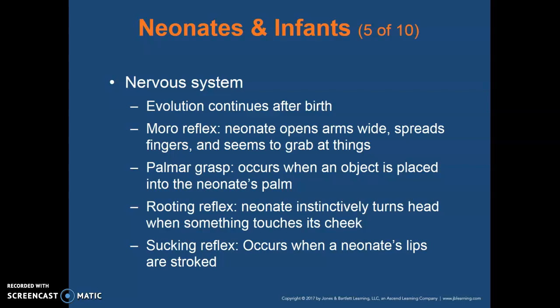So the Moro reflex: if you startle a baby, they're going to put their arms wide, spread their fingers, and then try and grasp at things. That is also known as the startle reflex. You have palmar grasp. When you put anything in a neonate's hand against their palm, they're going to hold on to it. So parents always get that aw moment when their baby holds onto their finger. Baby's not thinking about it, that just happens. The rooting reflex: when something touches a baby's cheek, they're naturally going to turn toward it and try and suck on it. And then the sucking reflex: whenever you start touching a baby's lips, they're naturally going to start sucking.